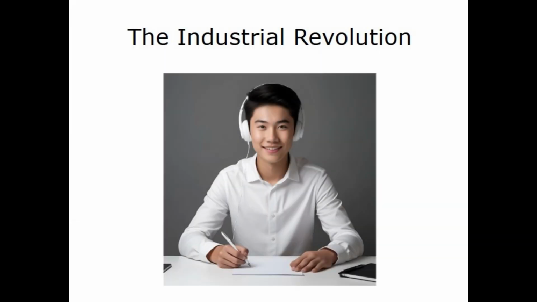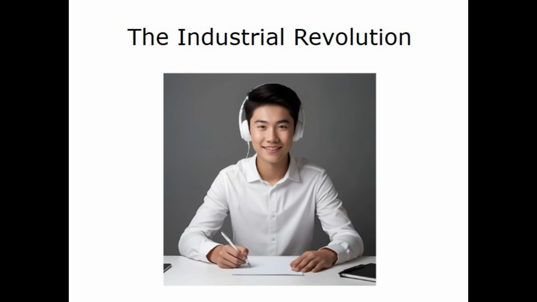The Industrial Revolution was one of the most significant periods of change in human history, occurring primarily between the late 1700s and the mid-1800s. This transformation began in Great Britain and eventually spread throughout Europe and North America, fundamentally changing how people lived, worked, and interacted with their environment.